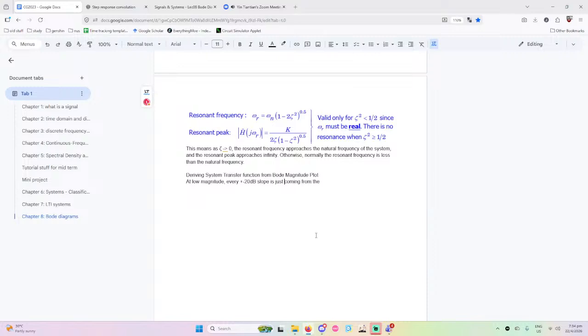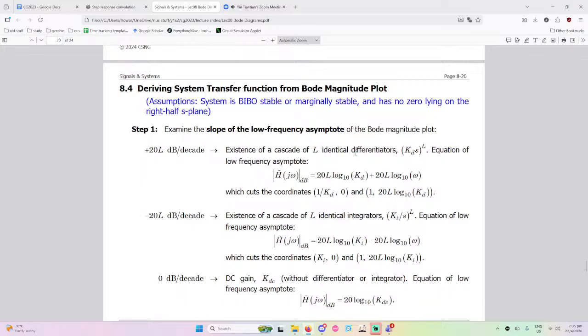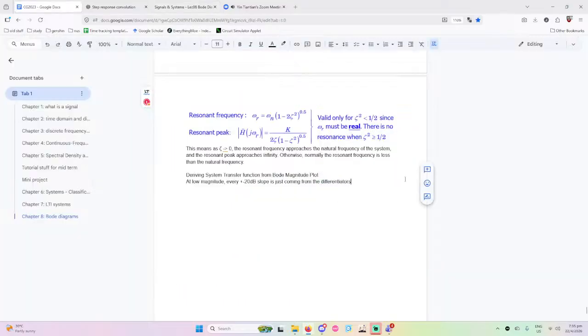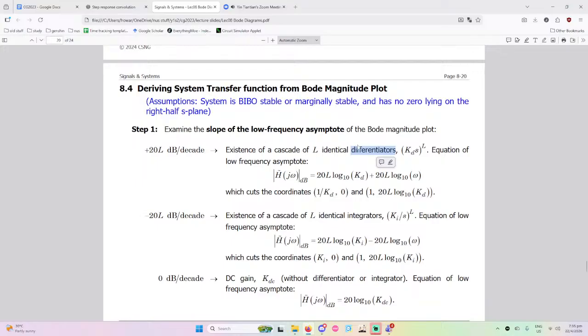For the first one, the frequency response is again equal to KDC. Second one is KD multiplied by J omega. Third one is KI multiplied by 1 over J omega. And the fourth one is J omega over Zm plus 1. The fifth one is 1 over J omega over Pn plus 1. And the last one is omega n squared over minus omega squared plus 2 theta omega n multiplied by J omega plus omega n squared.